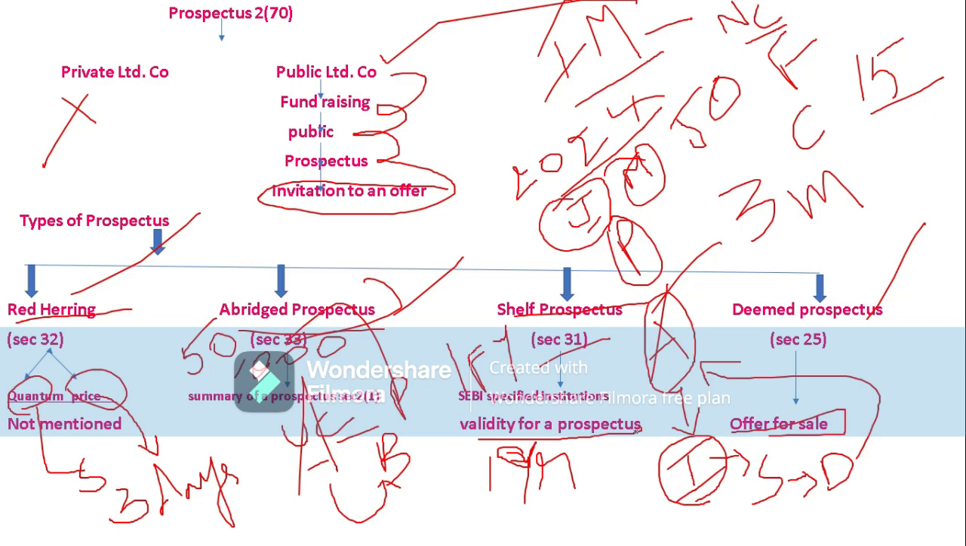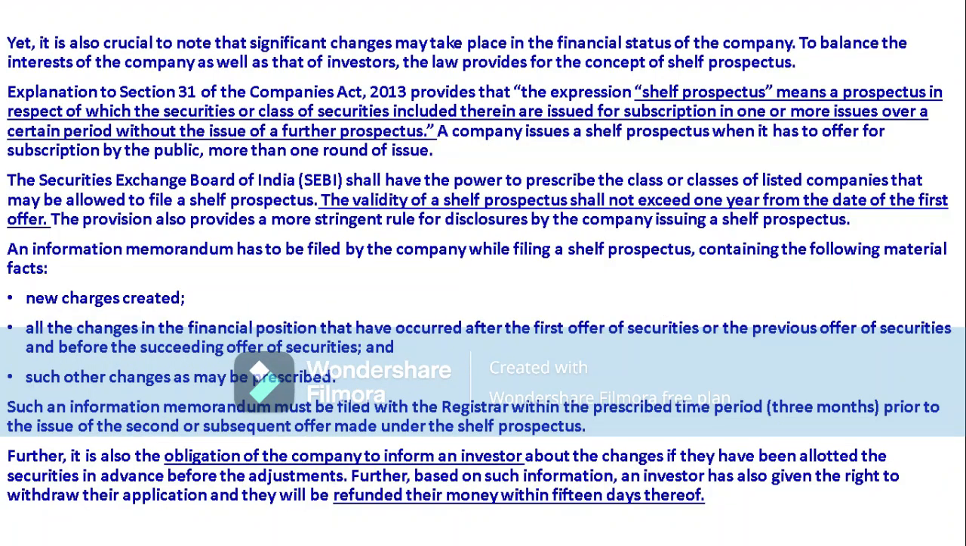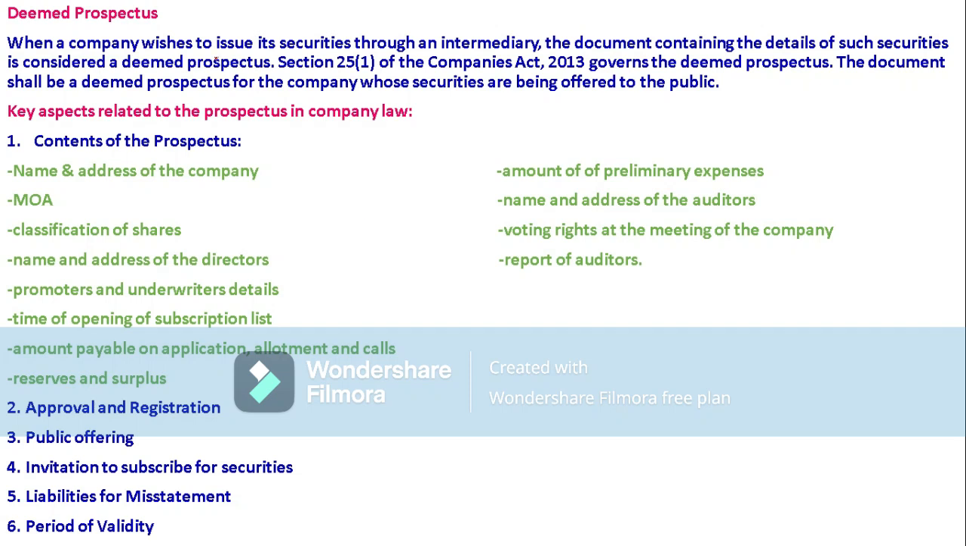These are the different types of prospectus. A clear explanation of each has been given here: red herring prospectus, abridged prospectus, shelf prospectus, and finally deemed prospectus. Now, what are the key aspects related to prospectus in company law?